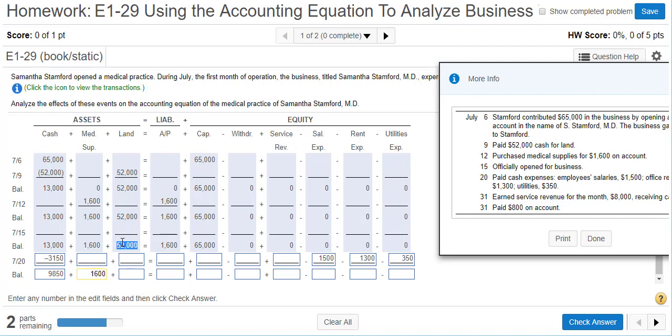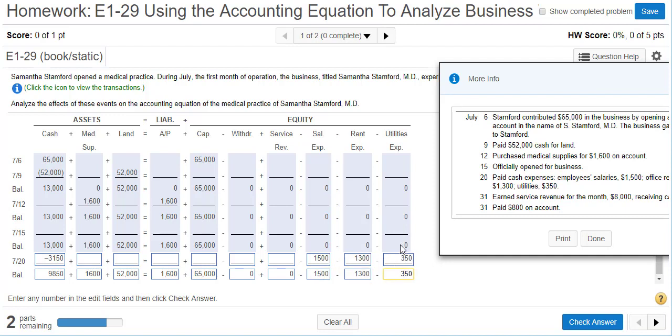So we can bring down the land. Still have 52,000 land. We still have debt, accounts payable, of 1,600. We still have capital of 65,000. We still have 0 withdrawals. We still have 0 revenue. Boy, this business is not doing well. We've not sold anything. And then we've got 1,500, 1,300, and 350.